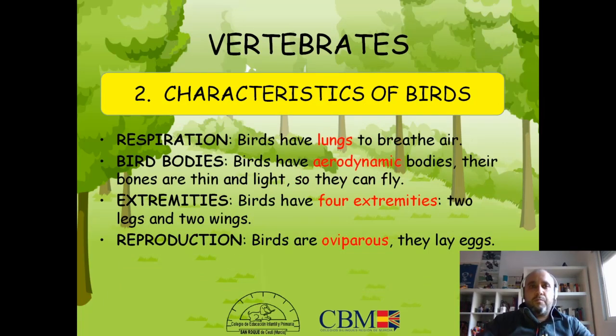Group number 2, birds. Birds have lungs to breathe air. Birds have aerodynamic bodies. Their bones are thin and light so they can fly. Extremities. Birds have four extremities, 2 legs and 2 wings. And talking about reproduction, birds are oviparous. They lay eggs.